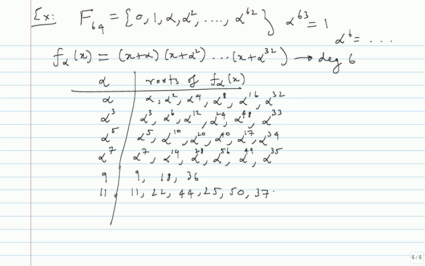I can keep on doing this. The next thing is 13, I believe. So maybe 13 I'll do, just for fun: 13, 26, 52, 104 is the same as 41, 82 is the same as 19, and then 38. So you see, you can keep on doing this. It's very easy to get.